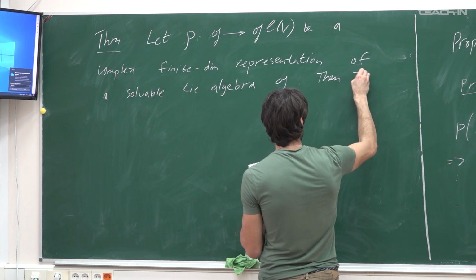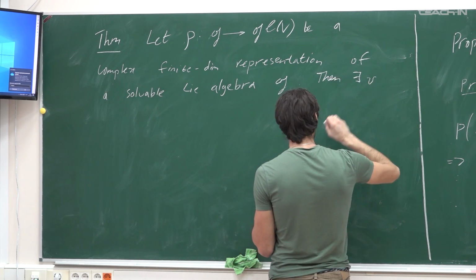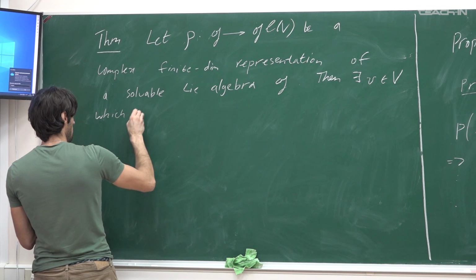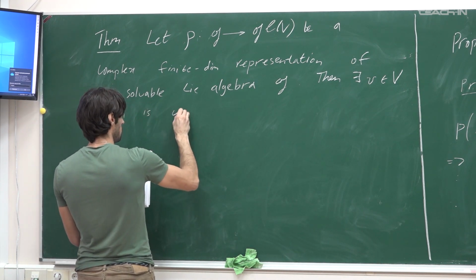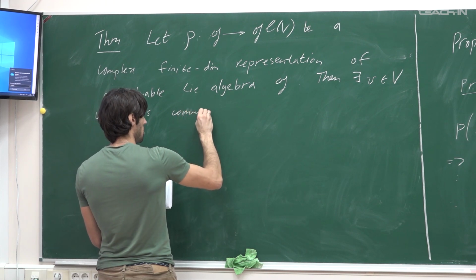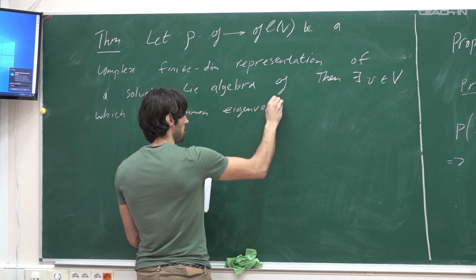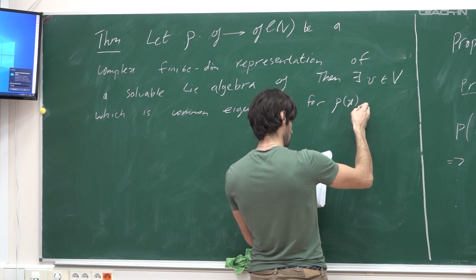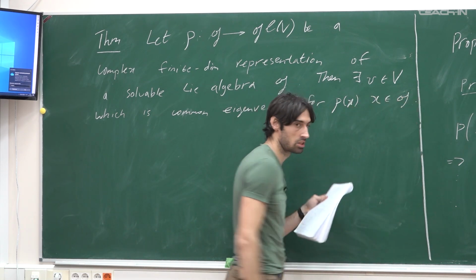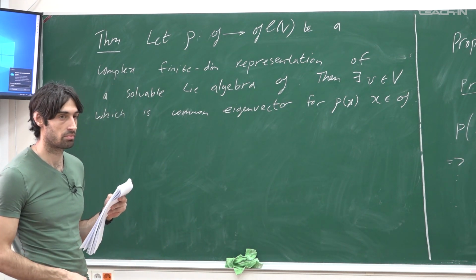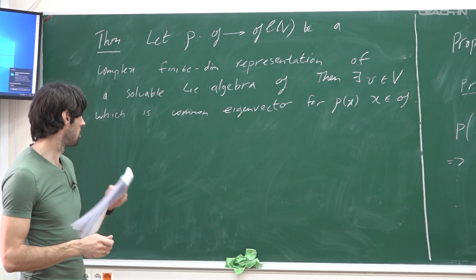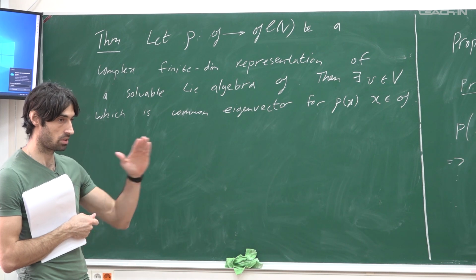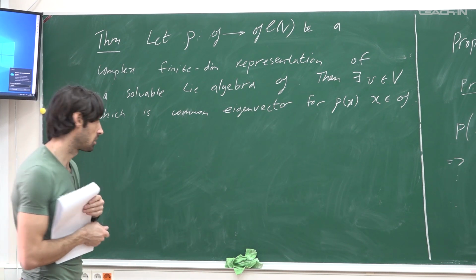Then there exists a vector in V, which is a common eigenvector for all rho of x, where x is from G. So for a solvable Lie algebra, if I have its finite dimensional complex representation, I can find a common eigenvector in this representation. Okay. Proof.